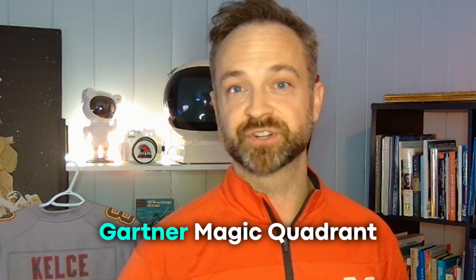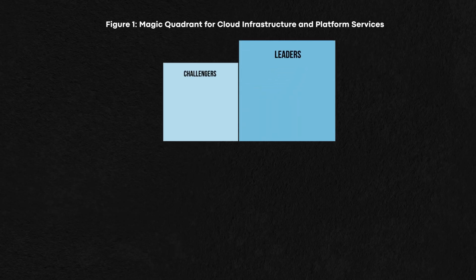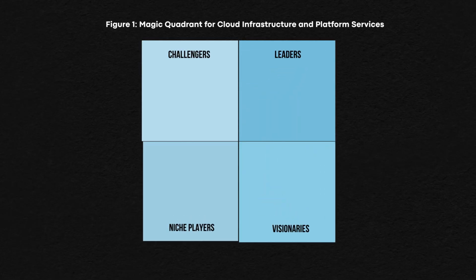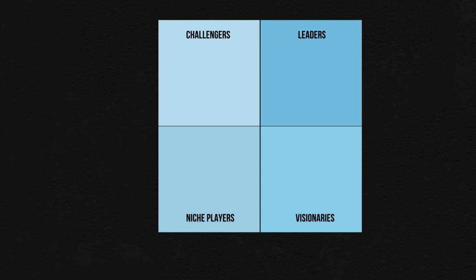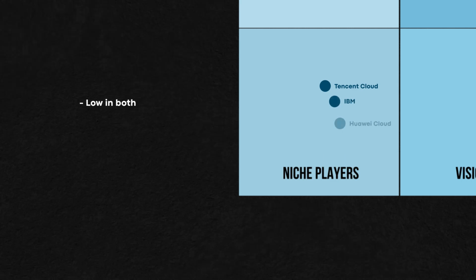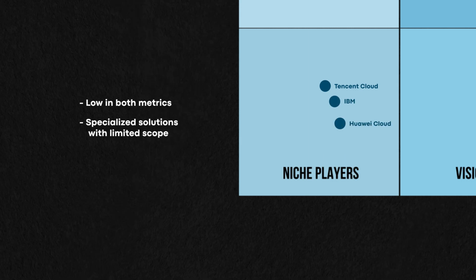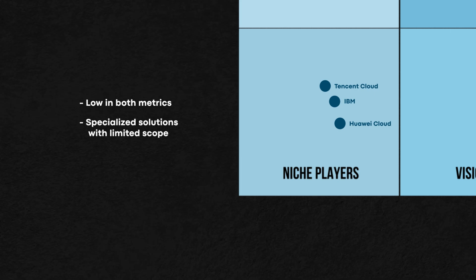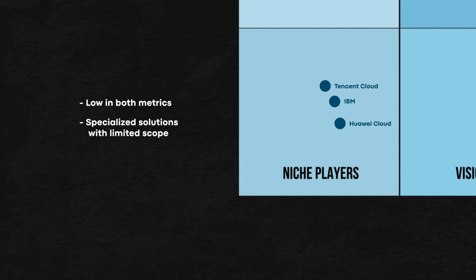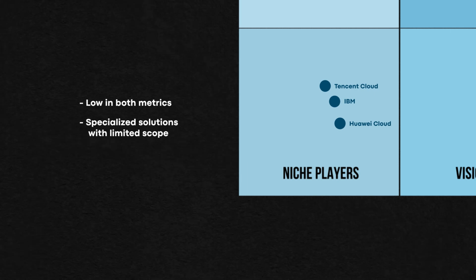Competitive landscapes are definitely another consultant favorite. The Gartner Magic Quadrant is a favorite. It has a framework with leaders, challengers, visionaries, and niche players. The axes are the ability to execute and the completeness of vision. So those niche players are the ones that are low in both the ability to execute, maybe they're new or small, and also that completeness of vision.